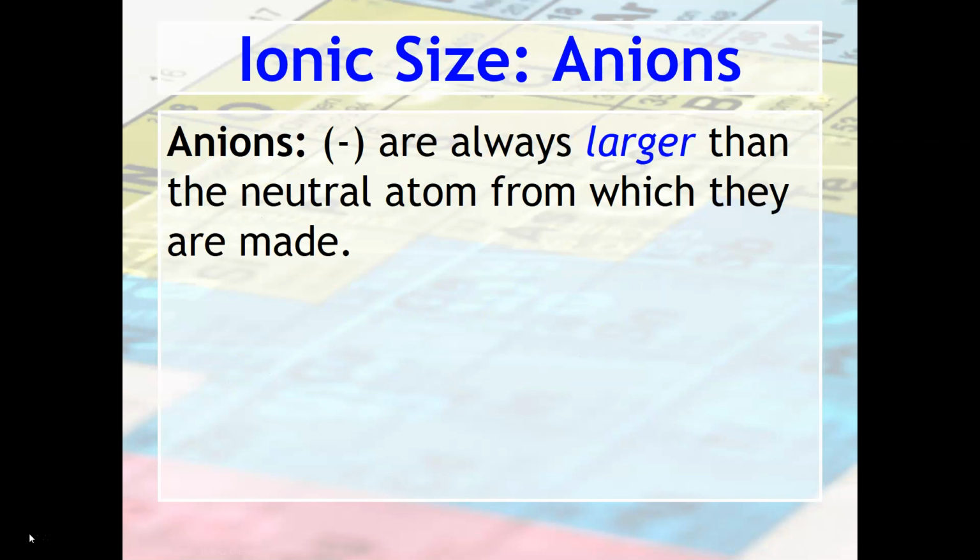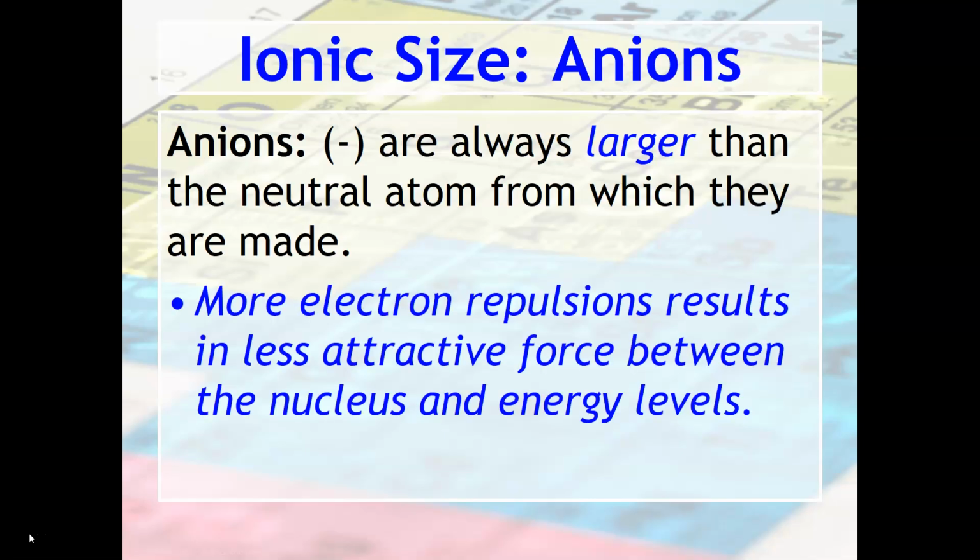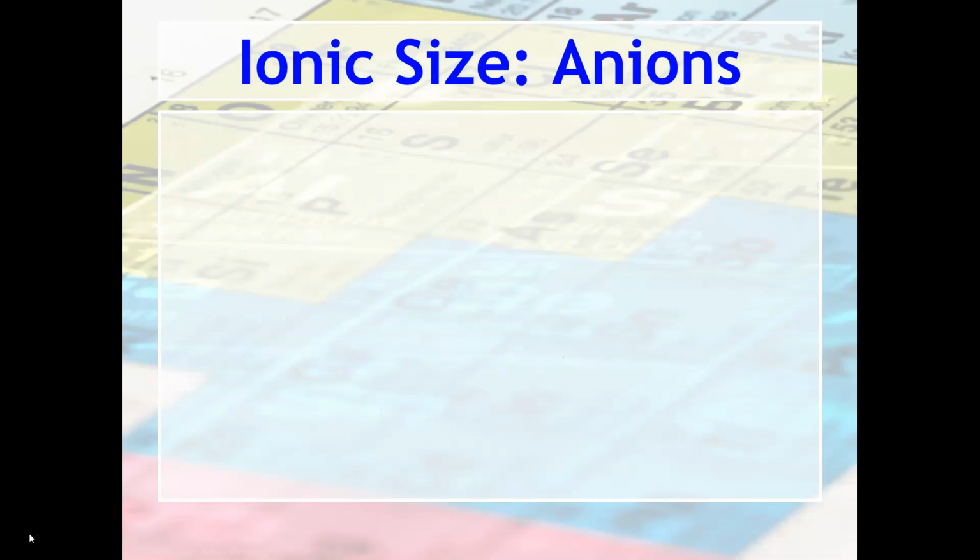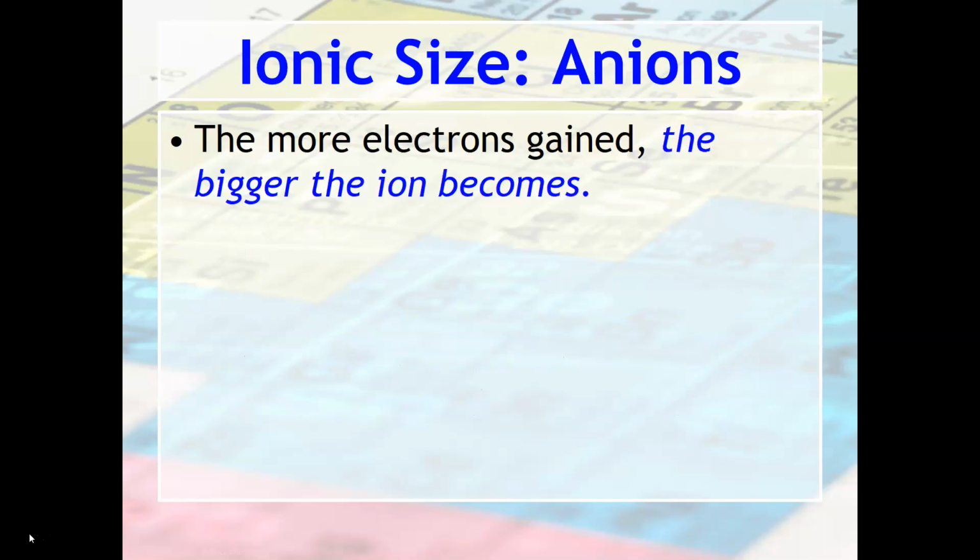Anions, remember, these are the negative ions. These are the atoms that gain electrons. These are always larger than the neutral atom from which they are made. The reason why is because as you add more electrons to form these anions, there are more electron repulsions. And this results in less attractive force between the nucleus and the energy levels. The more electrons gained, the bigger your ion is going to be.